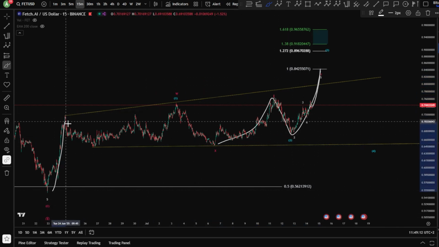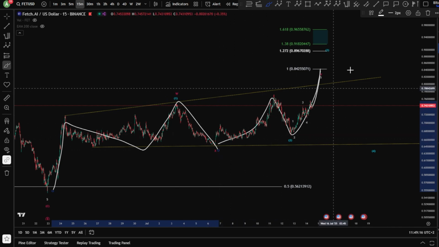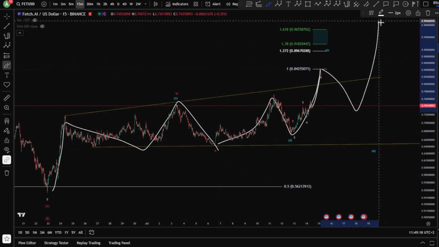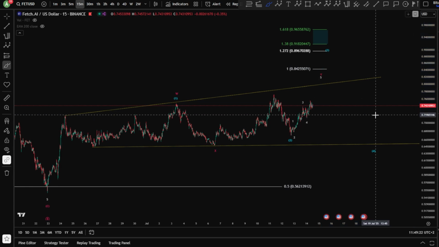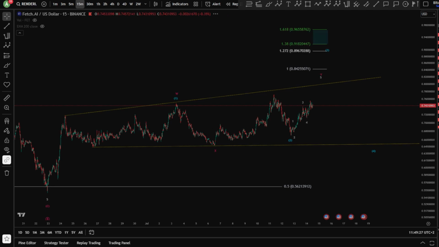And in this case scenario, it might start to give a signal that these shark teeth here are unfolding, yeah, toward the upside somehow like that. Yep, so this is what I would like to see, of course, for FET. The next one is Render.